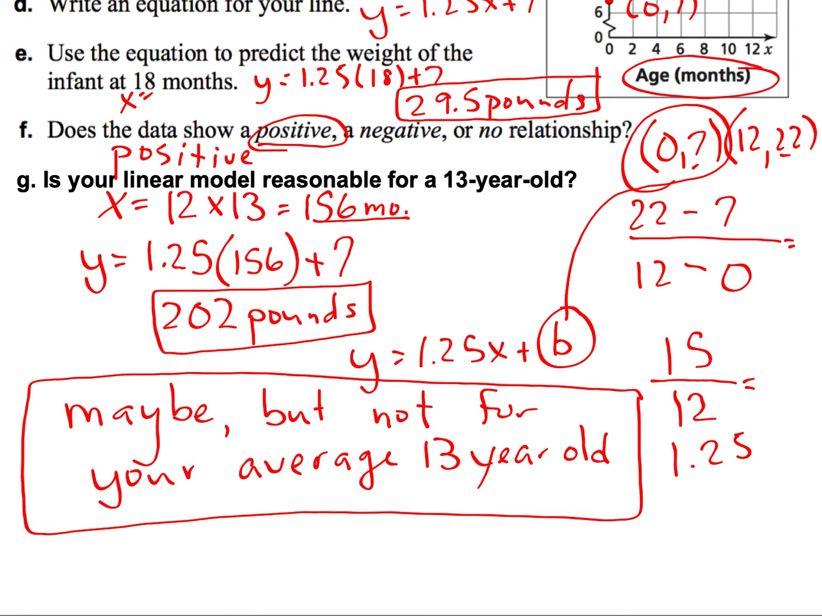Now let's think about another reason why this might not work very well for a 13-year-old. In fact, if we figured it out for a 35-year-old, we'd probably have some big problems because humans don't grow at the same rate throughout their whole life as they did when they were infants. In fact, let's look at a 35-year-old. A 35-year-old on their 35th birthday is 420 months old. If we do 1.25 times 420 months plus 7, we would expect a 35-year-old to be 532 pounds.